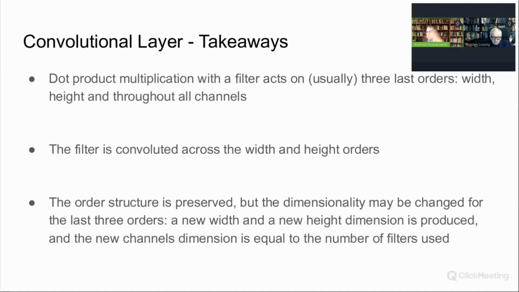And the higher order structure is preserved. The dimensionality may be changed only for the last 3 orders. So a new height and a new width is produced, and the new channel dimension is equal to the number of filters, because one filter produces one channel. So you have an option to use multiple filters to produce multiple channels. So this is how it works in neural networks.